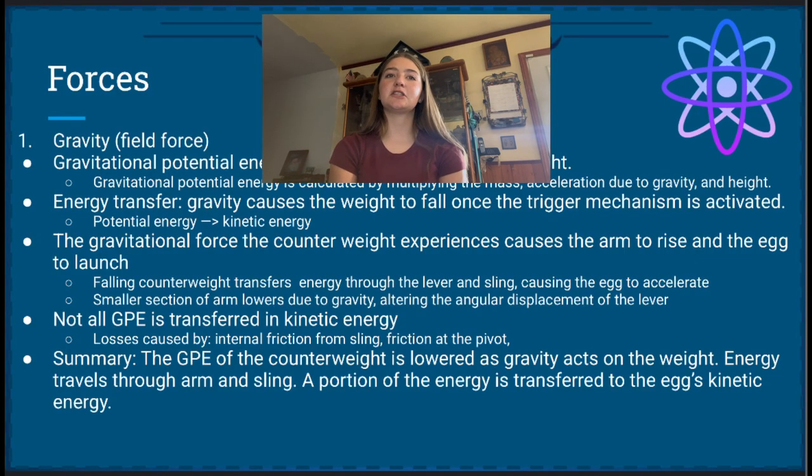Gravitational potential energy is created by the elevated counterweight in our trebuchet. Gravitational potential energy is calculated by multiplying the mass, the acceleration due to gravity, which is 9.81 meters per second squared, and height. Energy transfer occurs when gravity causes the counterweight to fall once the trigger mechanism is activated. In this process, potential energy is converted into kinetic energy. The gravitational force the counterweight experiences causes the smaller end of the arm to rise and the egg to launch. The falling counterweight transfers energy through the lever and sling.